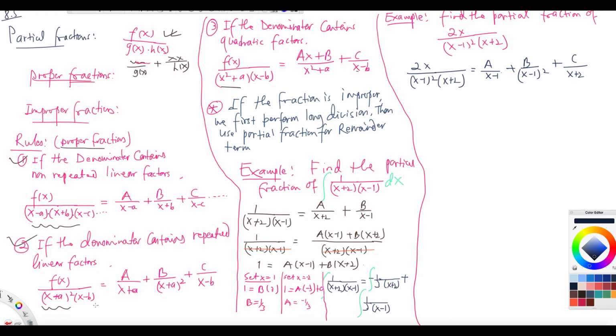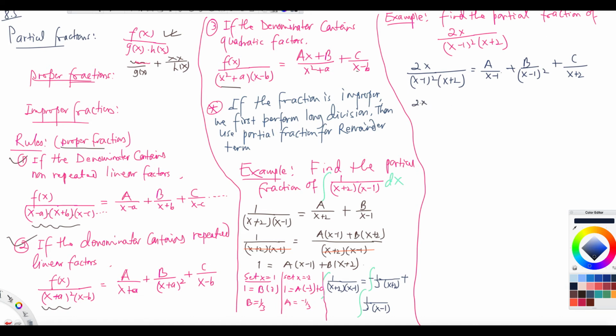Because if there is a repeated factor, then you do a over the first power of the repeated factor plus b over the second power of the repeated factor. The second power is the biggest power, so you stop there, and then plus, for the next factor, c over x plus 2.